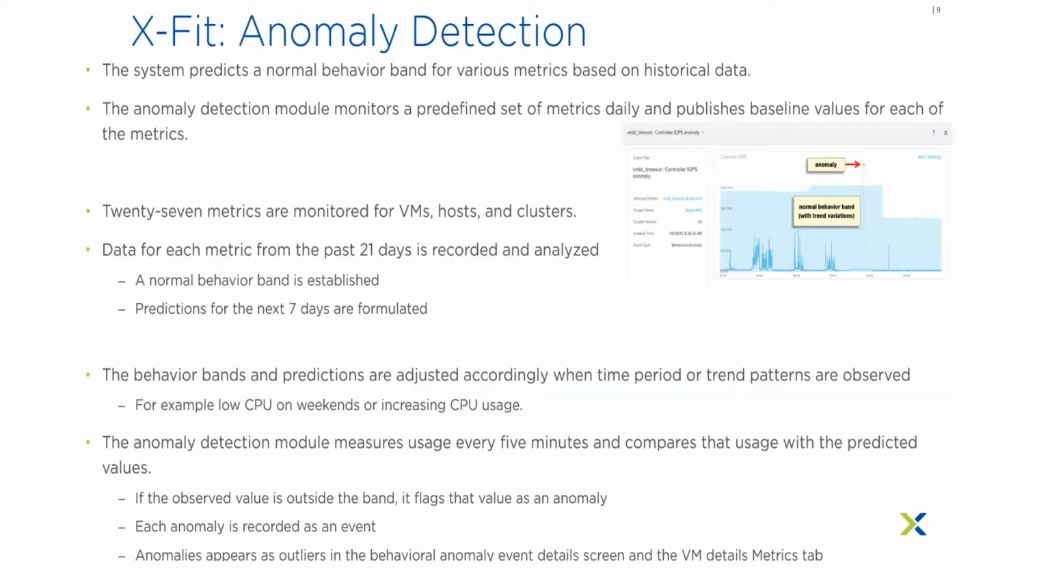Also, from that data collected over the 3-week period, we can accurately forecast or predict what the performance will look like over the next week or so, over the next 7 days. I also mentioned that these predictions or behavior bands take into account seasonality, right? So if we see lower than normal CPU or memory usage on a VM over the weekend, and we know that's normal, we're going to consider that normal over a period of time because that's expected behavior for that particular VM.